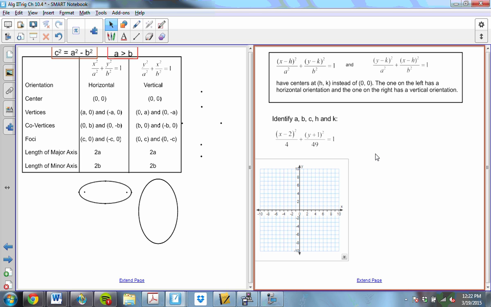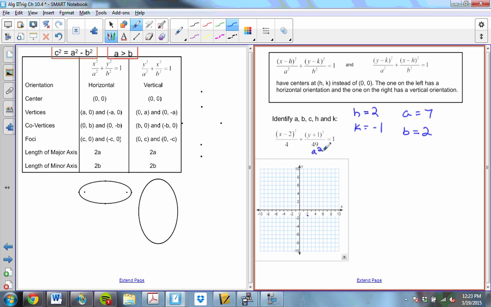So we'll do a few examples of how to work these out. I have the equation x minus 2 squared over 4 plus y plus 1 squared over 49 that I'm going to graph. Well, I identify a, b, c, h, and k. I'll start with h is 2 and k is negative 1, which gives me a center of 2, negative 1. Then I have an a value of 7 and a b value of 2. You'll notice that this is my a value because it's the bigger number. The bigger number is always your a value, the smaller number is always your b value.